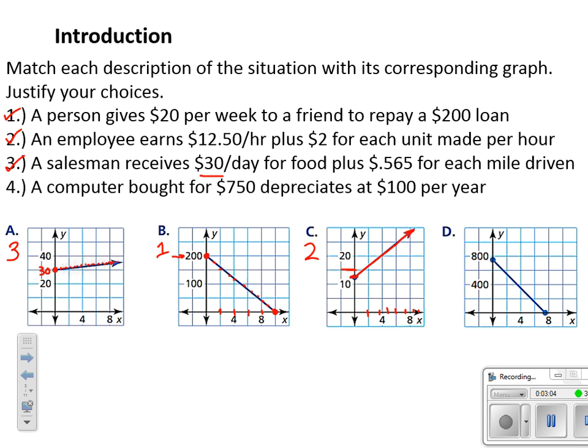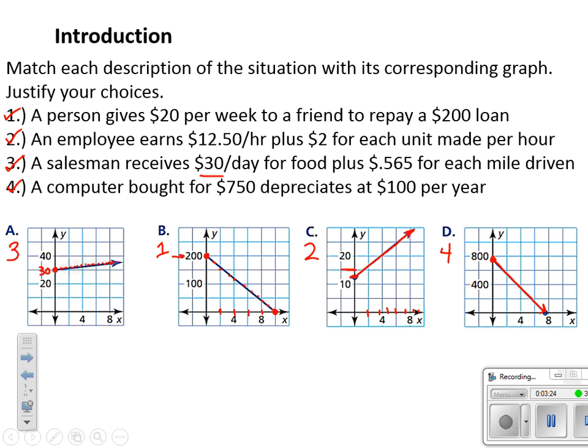And then letter D, a computer bought for $750. So initially at time 0, $750. We can see that represented in D. That makes sense. And then it depreciates, so its value is going down as time goes on. Just before 8 years are up, that computer is not worth anything anymore. So 4 is D. Those make sense.